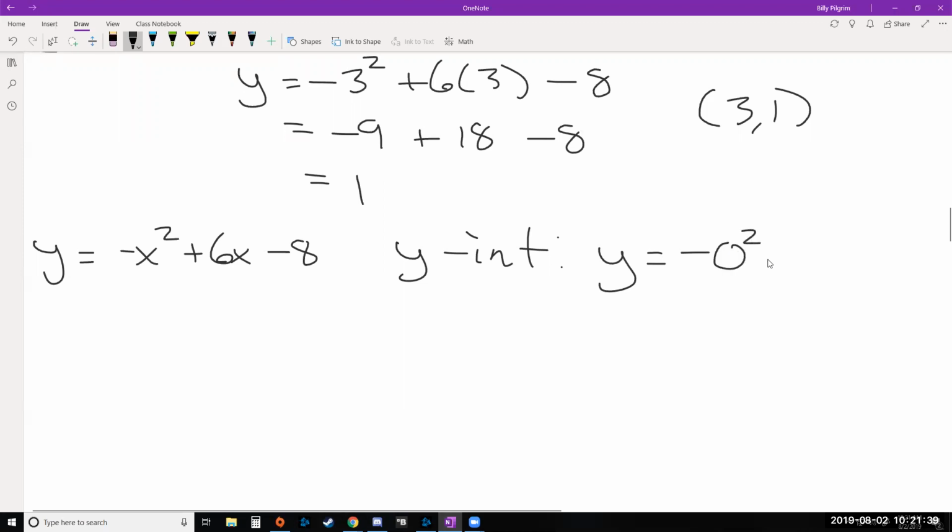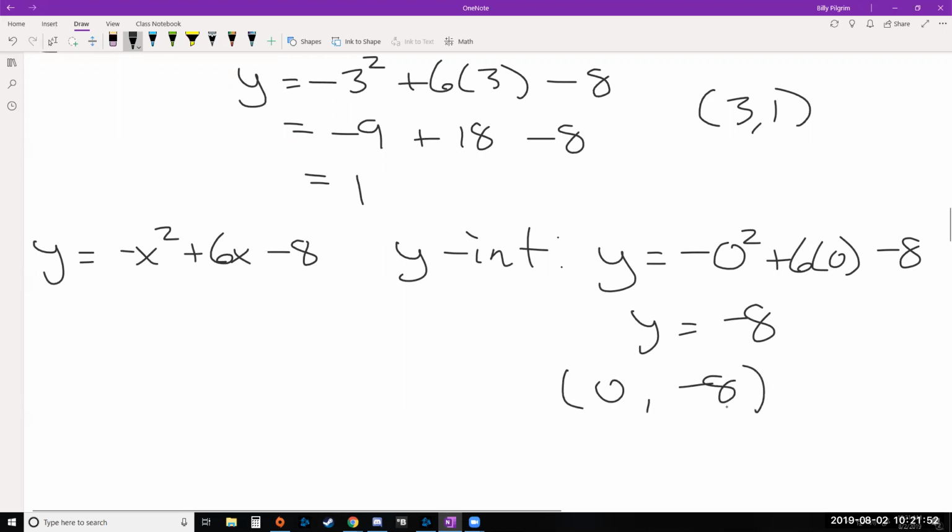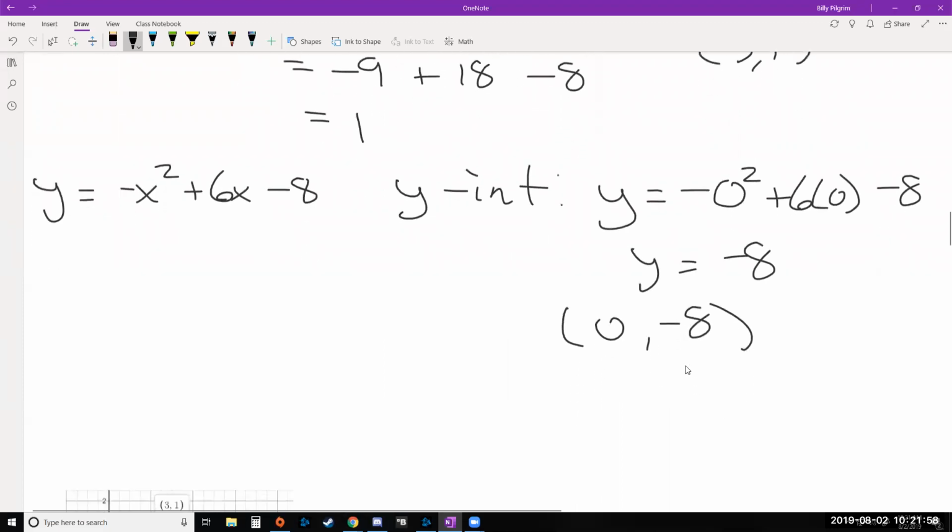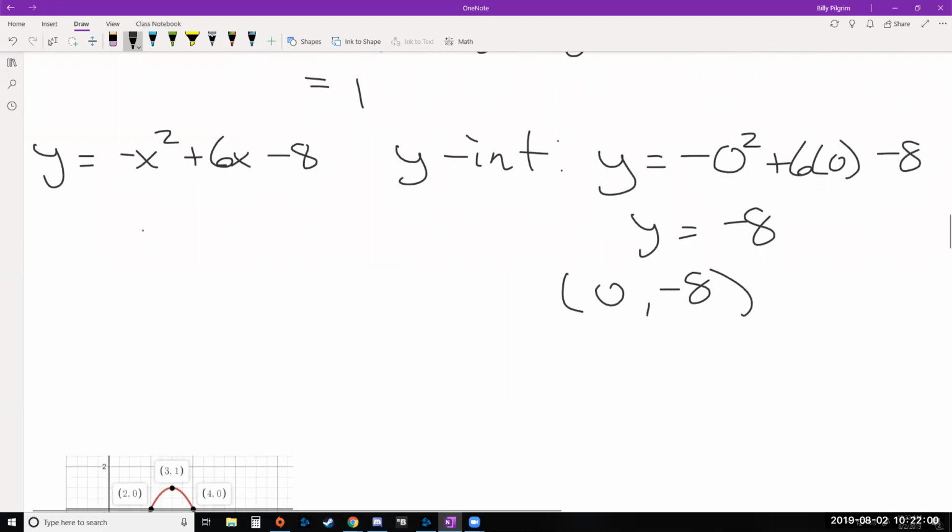I'll write it, but notice we can do this in our head, because everything with an x will go away, and we'll just get y equals negative 8. So there we go. Our y-intercept is the point 0, negative 8. Clean that up a little bit. Okay, we plugged in 0 for x, so we got negative 8 for y. So that's our y-intercept.